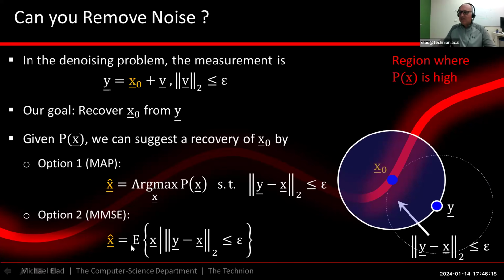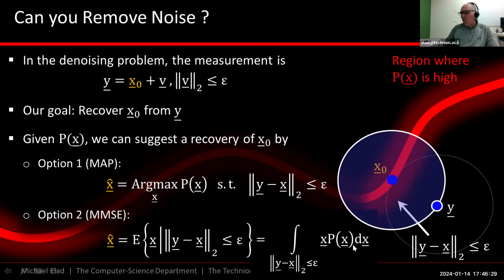Expectation, basically average all the possible X's in this sphere. Here it is as a formula. You take all the x's in this sphere, you average them, but weight them by their probabilities. So obviously you will give higher weight to this region. And so you will concentrate towards the true x naught, which makes a lot of sense.